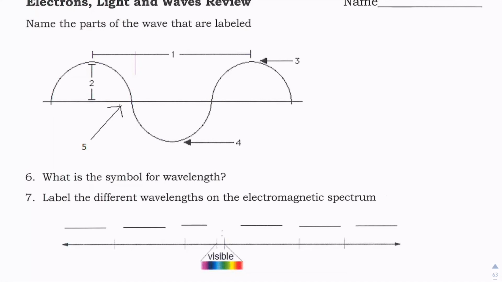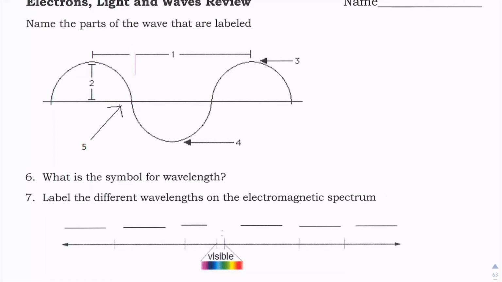Okay, I'm just going to make a quick video for you to review the electron configuration, the light and waves. I'm just going to run through this. Feel free to pause the video as you want, skip questions that you already know. It doesn't matter to me. This is just for your studying purposes.